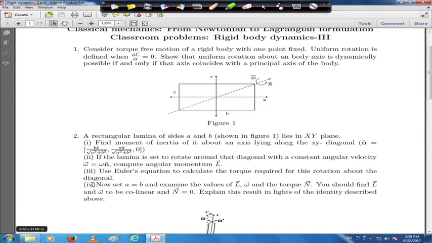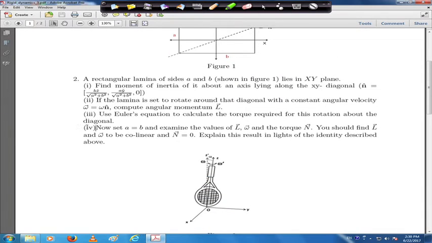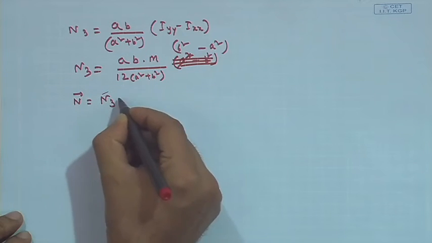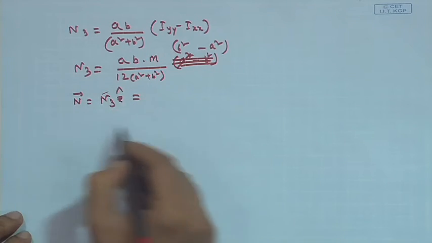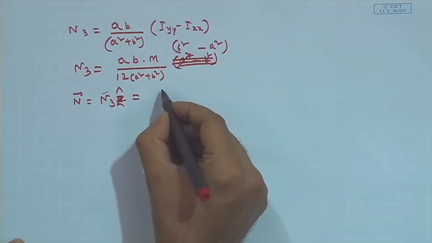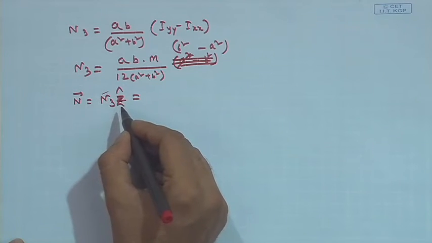Now let's go to the fourth part. The fourth part is really interesting because it says, now set a equal to b and examine the values of L, omega and n, and you should find L and omega to be collinear and n equal to 0, right? So this is very obvious actually when we look back at the expression. So n is nothing but n3 z cap, so the torque is entirely along the z direction. Please remember this z is the body z axis.